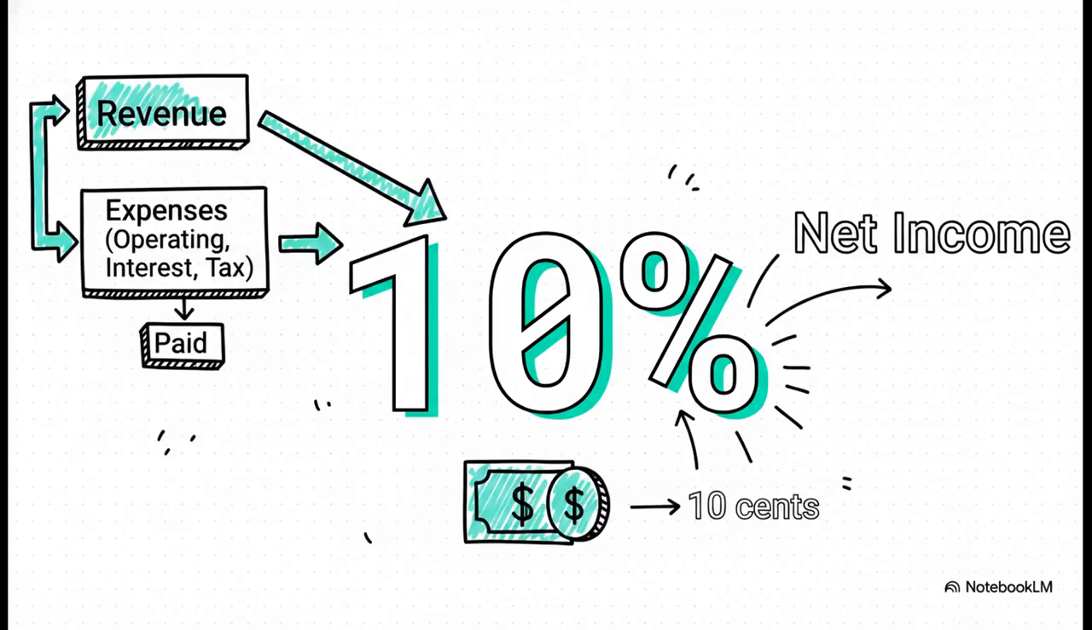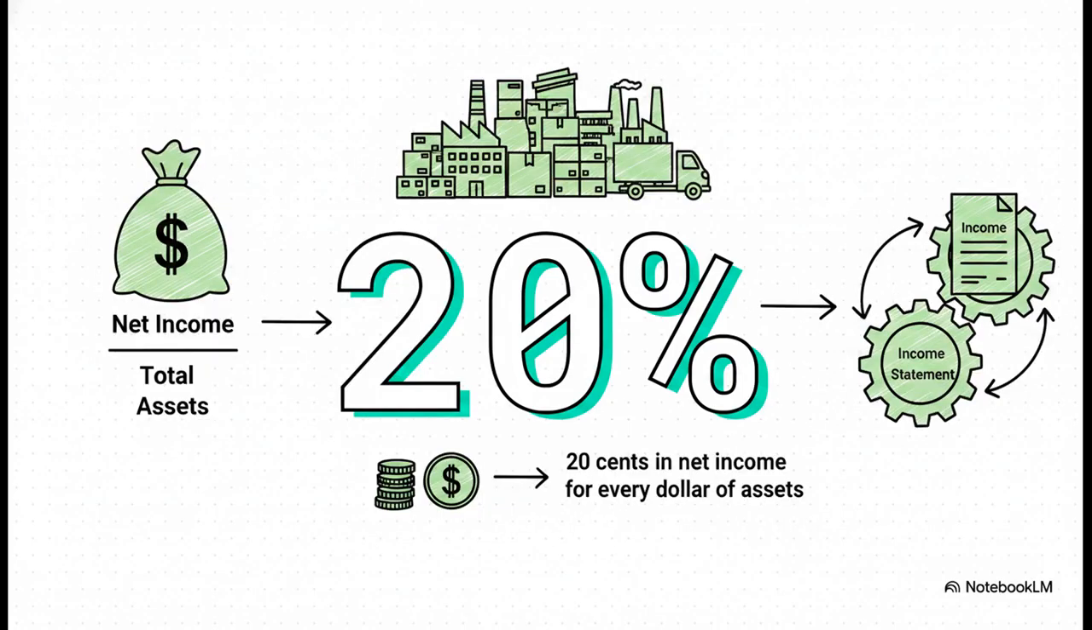Okay, next up, net profit margin. This one's easy. It's just net income divided by revenue, which gives us 10%. This is the bottom line of the bottom line. After every single expense is paid, operating costs, interest, taxes, the whole shebang, the company is left with 10 cents of profit for every dollar of sales. And finally, let's look at return on assets, or ROA. This is our net income divided by total assets. So 10,000 divided by 50,000 gives us 20%.